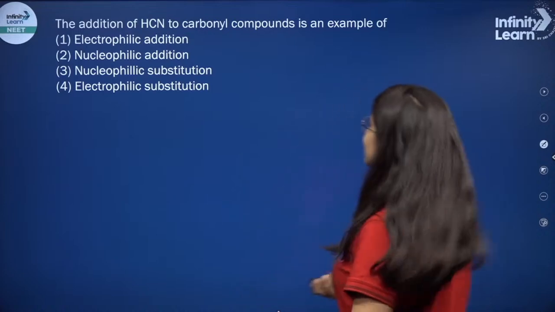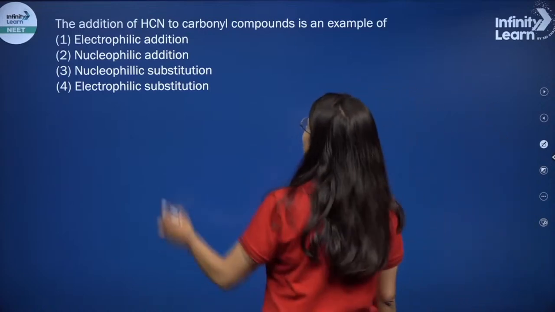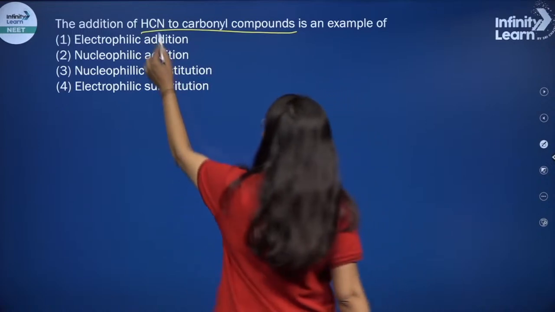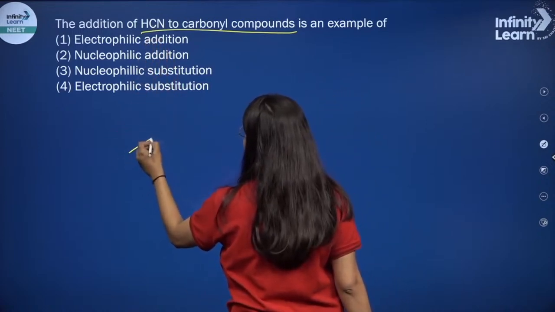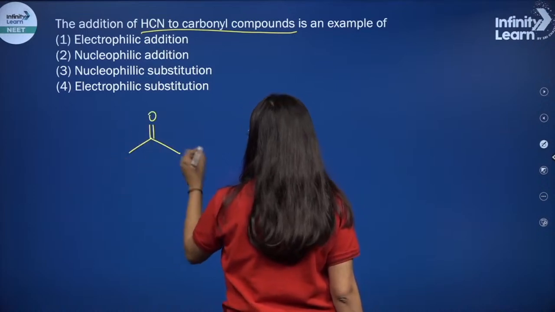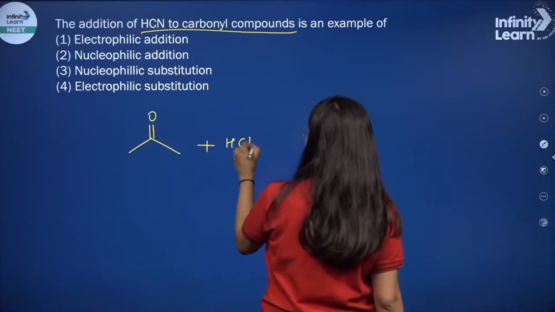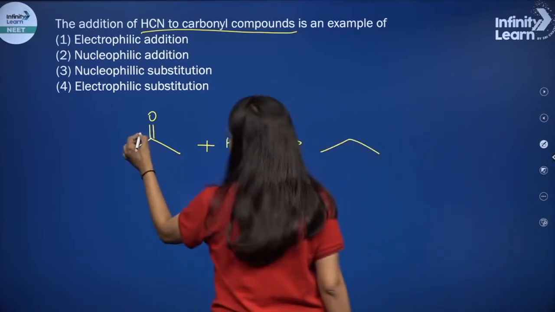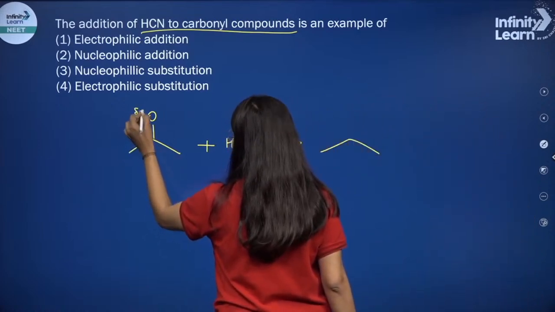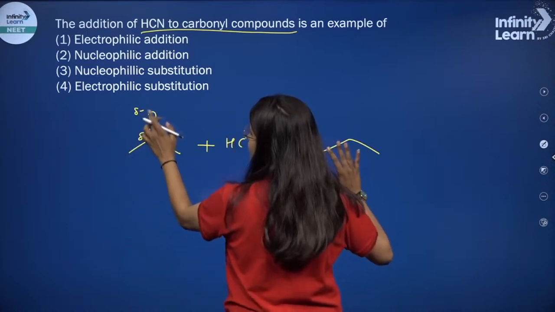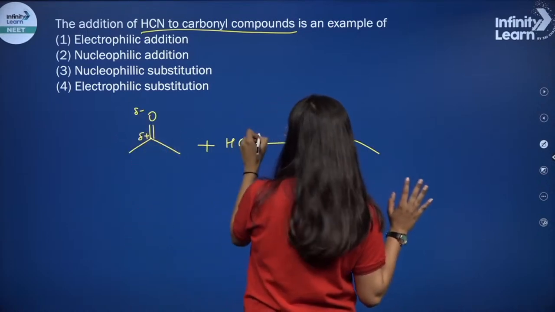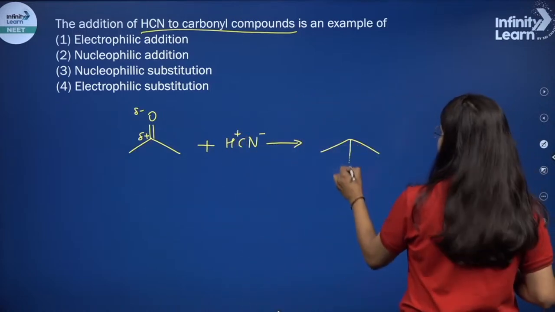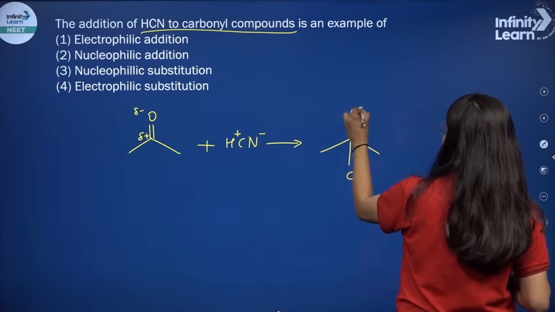So coming to this question, the addition of HCN to a carbonyl compound is an example of what? See, I am talking about a carbonyl compound. This is a carbonyl compound. Now, when I react it with HCN, what happens? First, CN comes and it attacks. We know that this is partial positive and this is partial negative. Why? Because oxygen is electronegative, so this will be partial negative. Here, minus plus. Where will CN go? Here. So CN will come here and this bond will shift here.